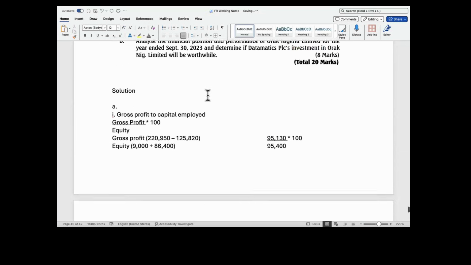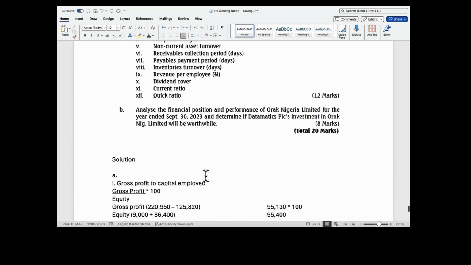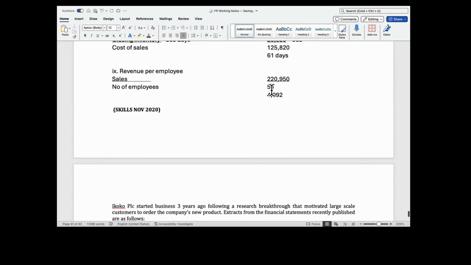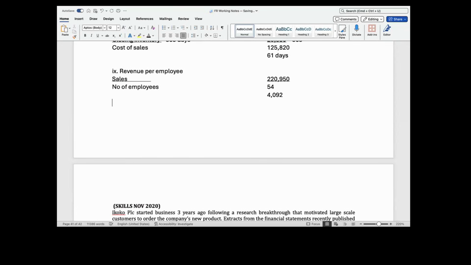Okay, we forgot to put it, so that we do not think these figures are actually the way they are, because they give us in thousands. So it is actually 4,092,000.